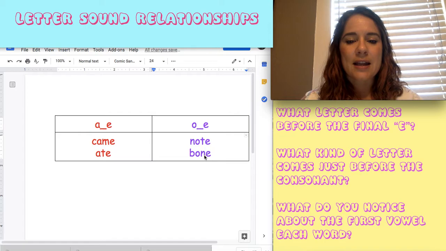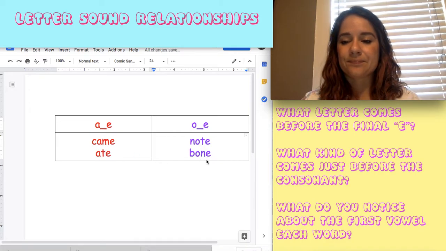Okay, so let's look at every word. In every word, before the final E or the silent E, there is a consonant, okay? M is a consonant, T is a consonant. Here we have another T, which is a consonant, and an N, which is a consonant. Notice that before the final E, there is a consonant.